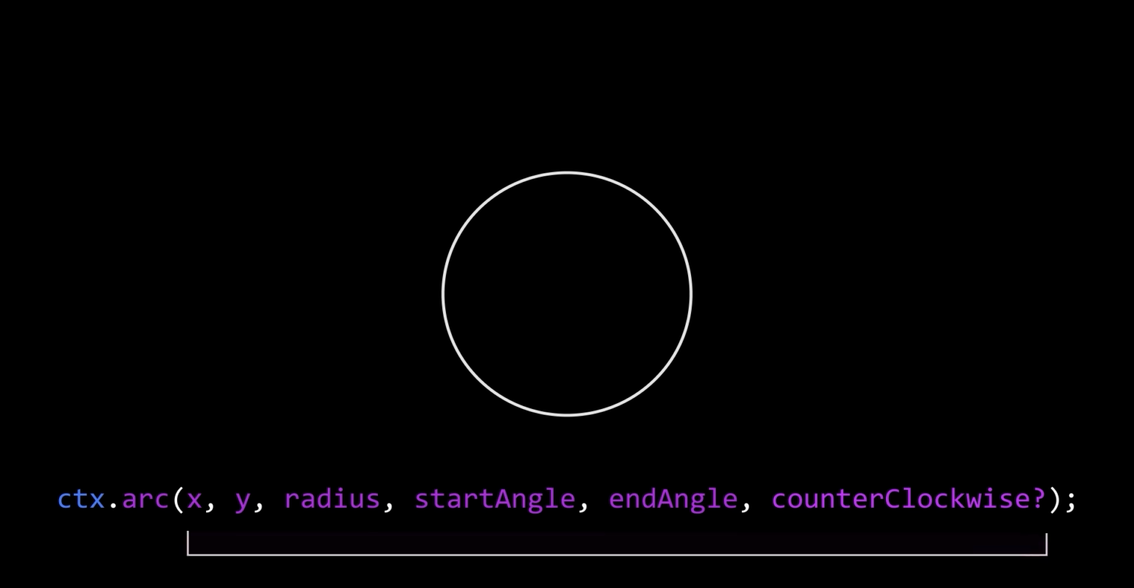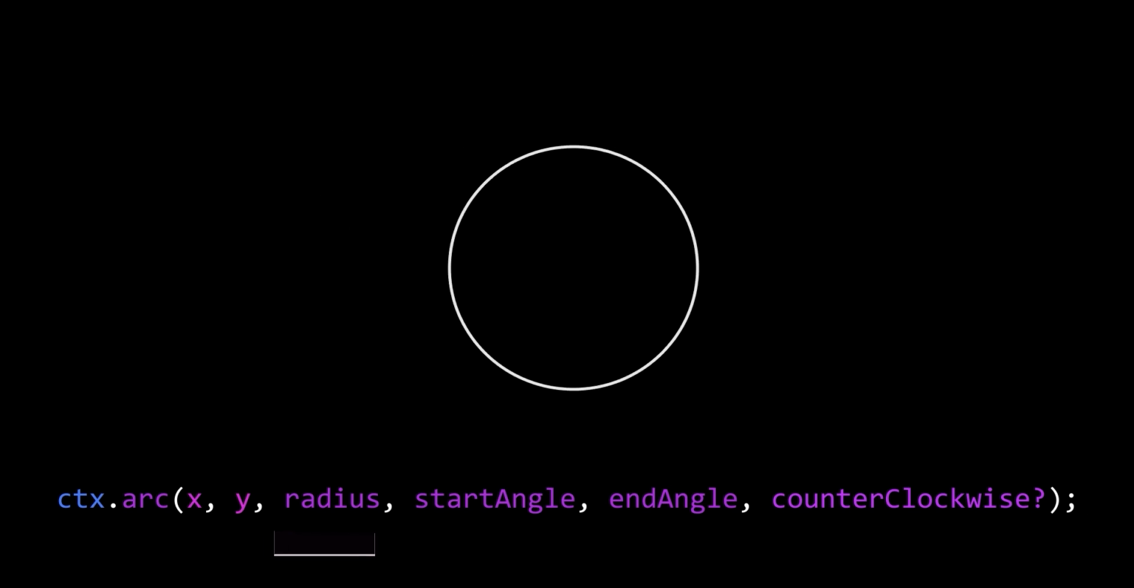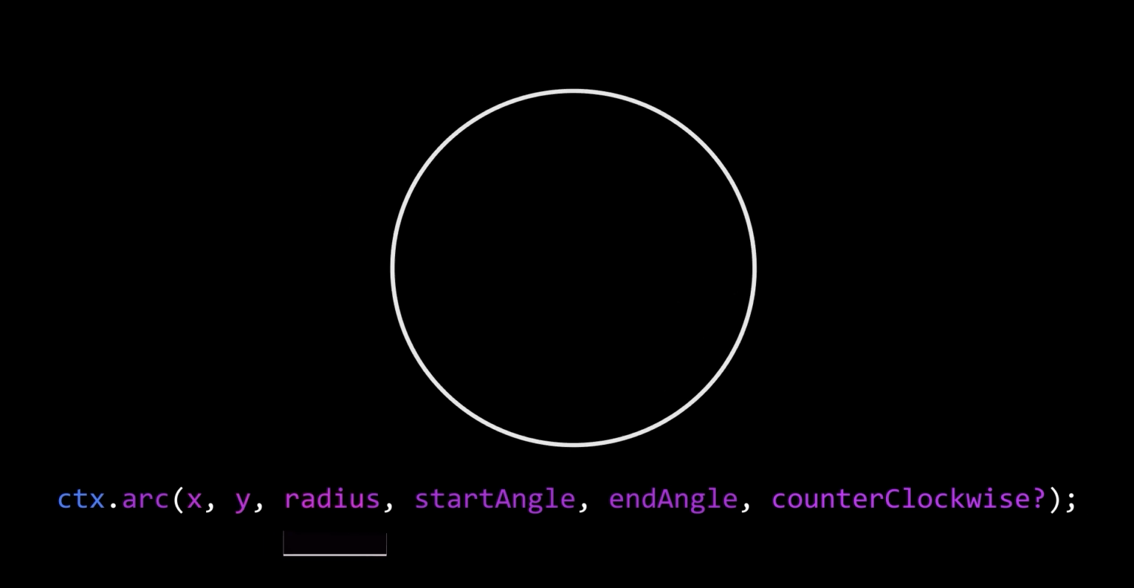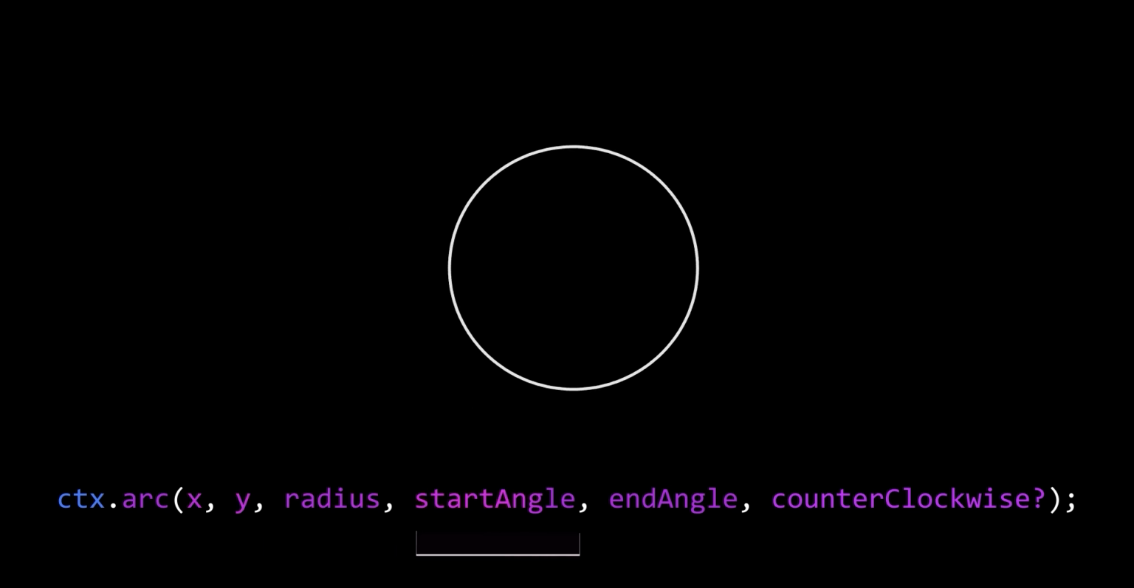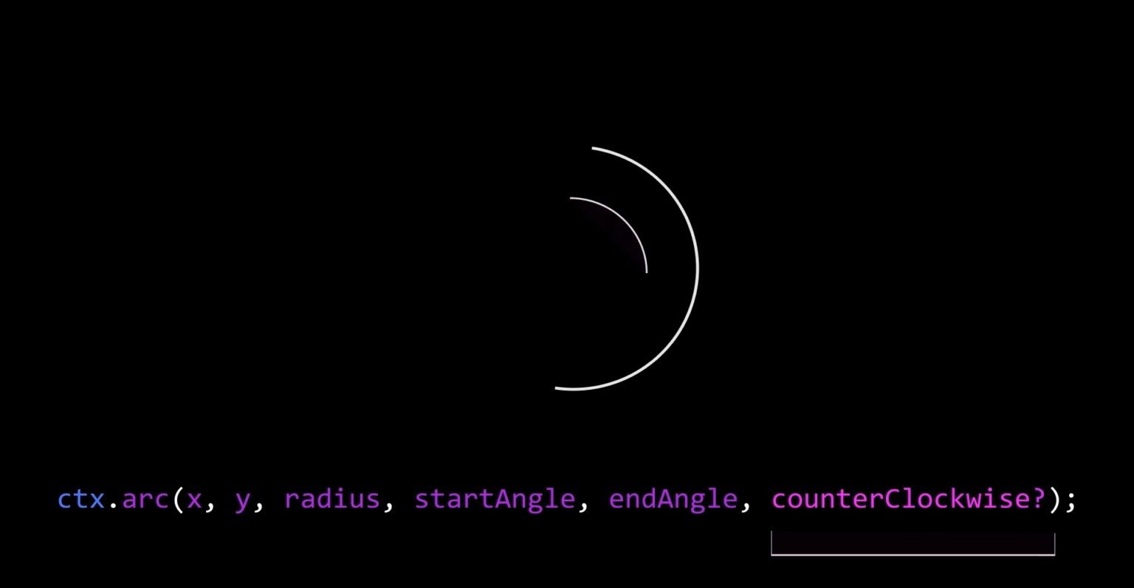It takes 6 parameters, with the last one being optional. The first parameter is the x and y position on the canvas. The third parameter is the radius of the arc. The fourth parameter is the starting angle of the arc, while the fifth parameter is the ending angle. These two parameters determine where the arc starts and ends. The last parameter is optional. It's a Boolean value that specifies whether the arc should draw clockwise or counterclockwise.